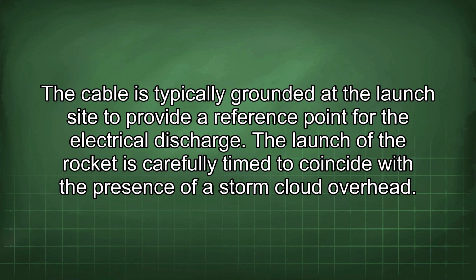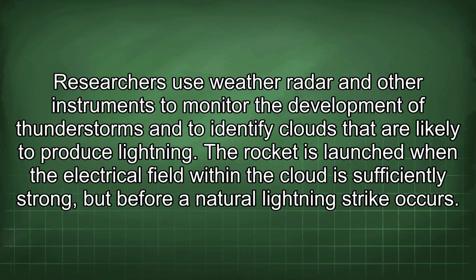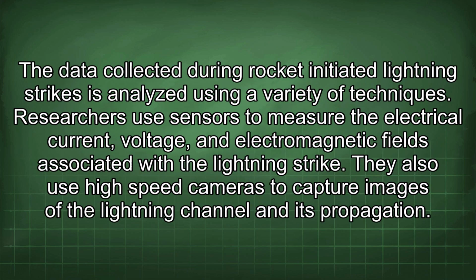The launch of the rocket is carefully timed to coincide with the presence of a storm cloud overhead. Researchers use weather radar and other instruments to monitor the development of thunderstorms and to identify clouds that are likely to produce lightning. The rocket is launched when the electrical field within the cloud is sufficiently strong, but before a natural lightning strike occurs. The data collected during rocket-initiated lightning strikes is analyzed using a variety of techniques.